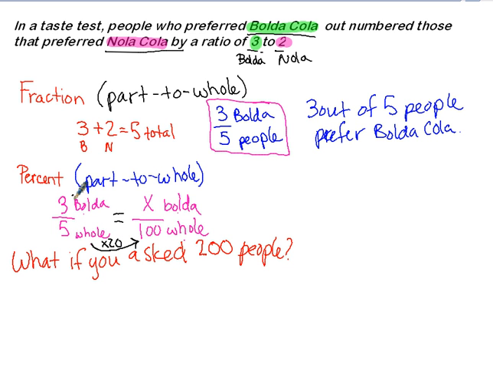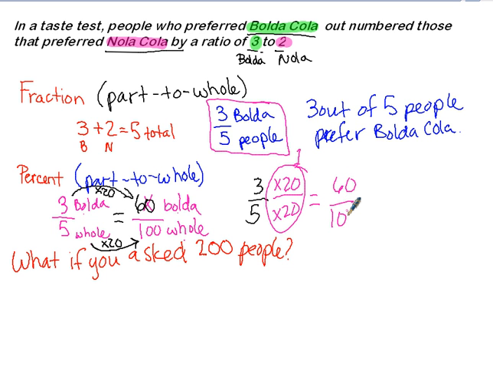So therefore, there must also be the 20 groups of the 3 people that like Bolda Cola, which would give us 60. In order to prove why this works, if you have a fraction of 3 over 5, and you multiply the numerator by 20 and the denominator by 20, you're actually multiplying it by 20 over 20, which is equal to 1 whole, which causes them to be equivalent. Because anything times 1 is that thing.